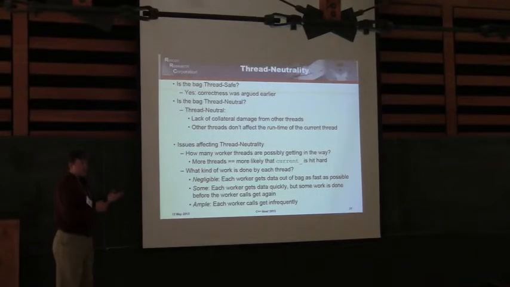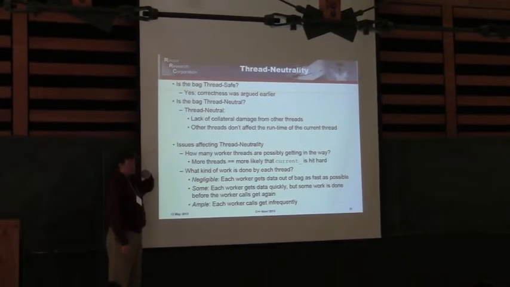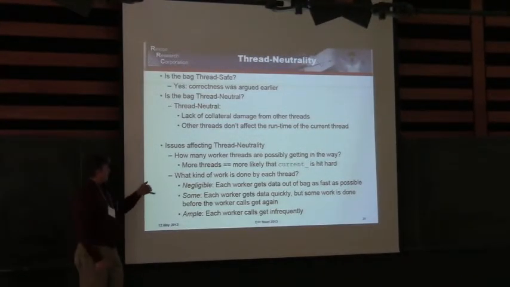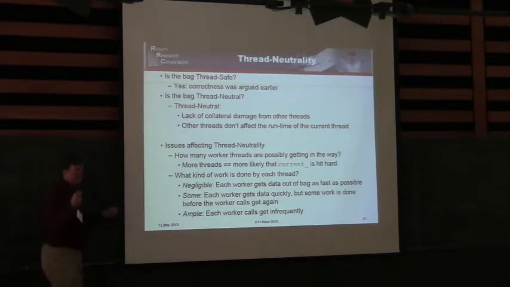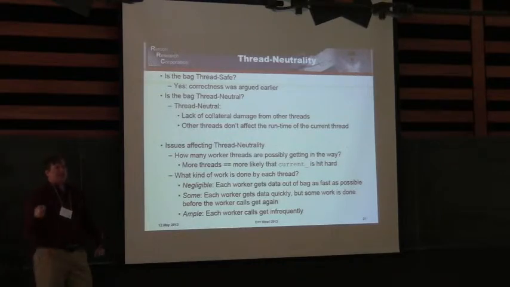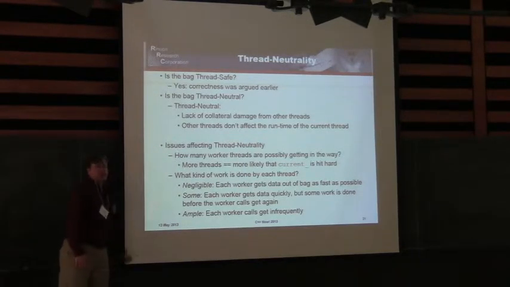Okay, we're going to talk about two issues that affect thread neutrality. First, how many workers are there? More threads means it's more likely that our concurrent bag is getting hit pretty hard. And the second is what kind of work is done by each thread. If we're doing a negligible amount of work, we're pretty much getting out of the bag as fast as we possibly can. With some work, we're doing a little bit of work, doing a get, a little bit of work, doing a get. And then ample, where we basically do a pull, go get a pizza, come back, do another pull. We just want to make sure that under these different kinds of workloads and with different numbers of threads, we see what the behavior of the bag is.